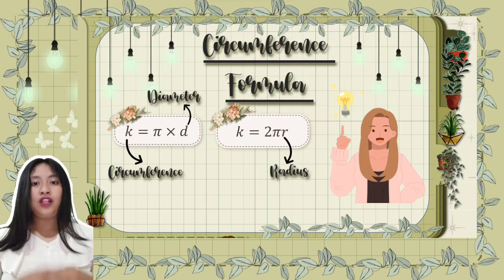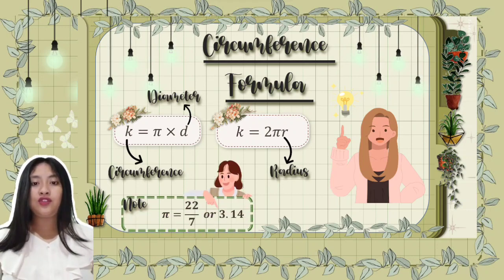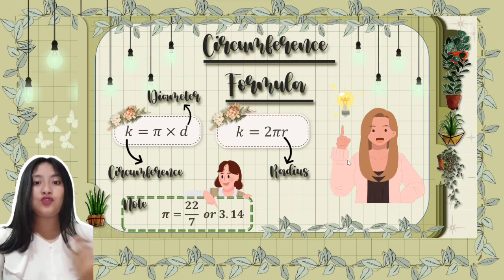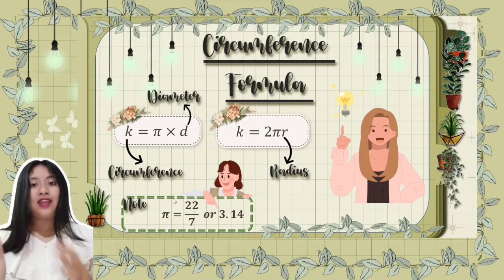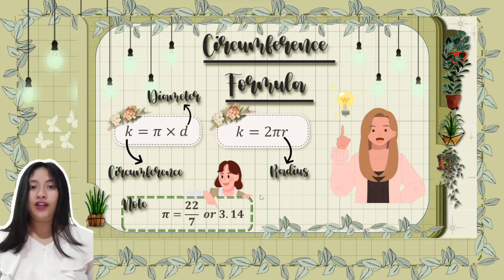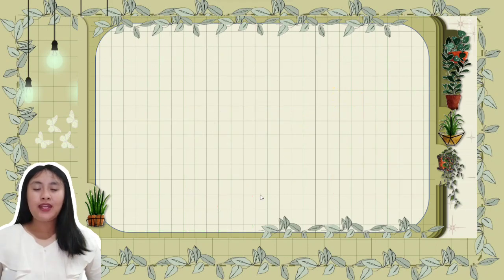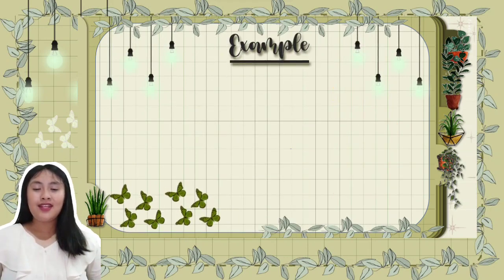Remember, the value of pi can be 22/7 or 3.14. We use pi equal to 22/7 if the radius or diameter of the circle is a multiple of 7. Besides that, use pi equal to 3.14. So you can understand more about circumference, let's see this example.